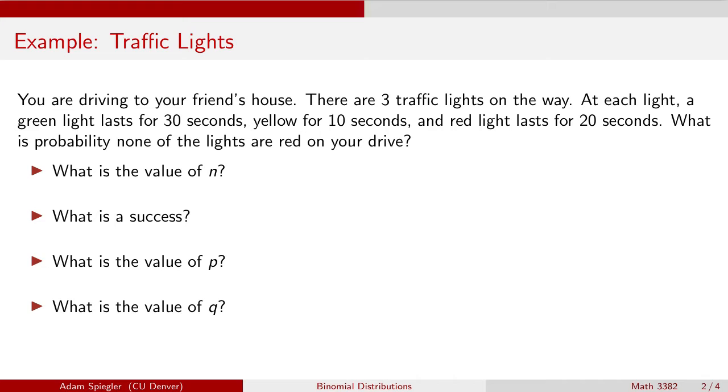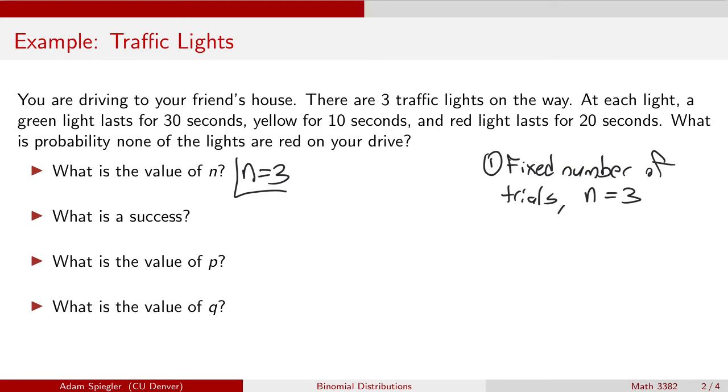And recall, we've got three properties that we need to satisfy. So we have one, we need to have a fixed number of trials. And here we can see that there are three lights. So that means that our fixed number of trials is equal to 3. Next, we want to make sure that the probability of success is the same in each of these trials.